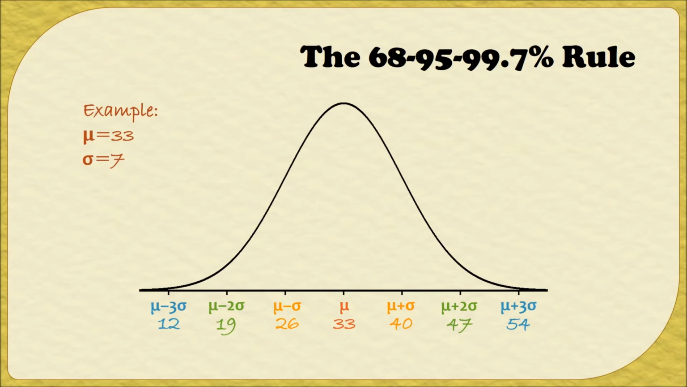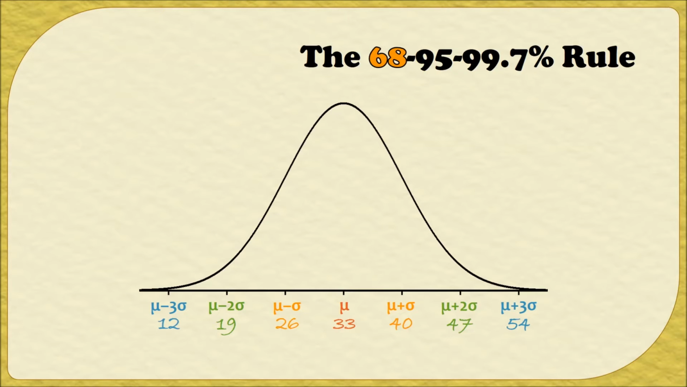Most of the data is going to fall within 3 standard deviations of the mean, so this is sufficient for graphing this curve. Let's break down this empirical rule, or the 68, 95, 99.7% rule, a little bit more. To start off with, let's talk about what that 68 represents.